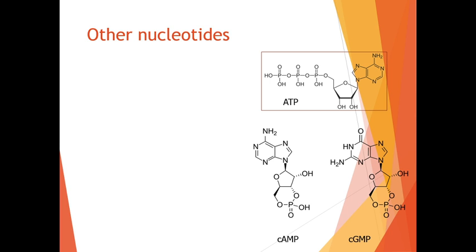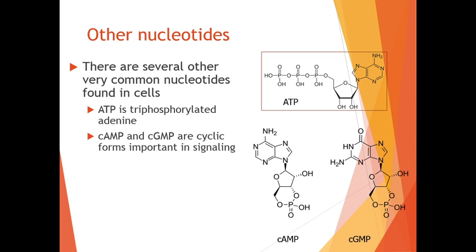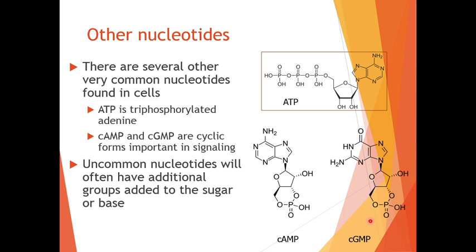Besides these nucleotides, there are other nucleotides that are present in cells. Some of the common nucleotides involve ATP, which is triphosphorylated adenine, or cyclic adenosine monophosphate and cyclic guanosine monophosphate, which are important in signaling. Uncommon nucleotides will often have additional groups added to either the sugar or the base. There are lots of uncommon nucleotides in RNA molecules.